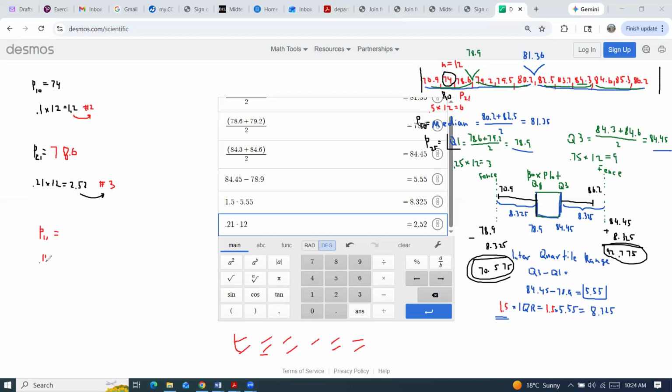0.11, right? Multiplied by 12 elements in the sample. Again, we keep multiplying. I say, what is that here? What is this? It's times.